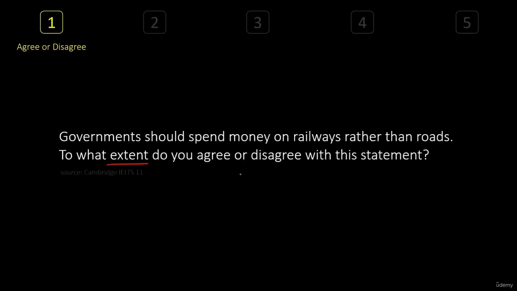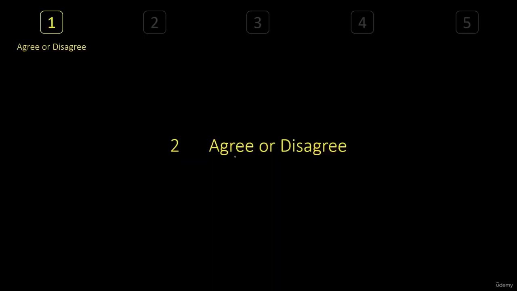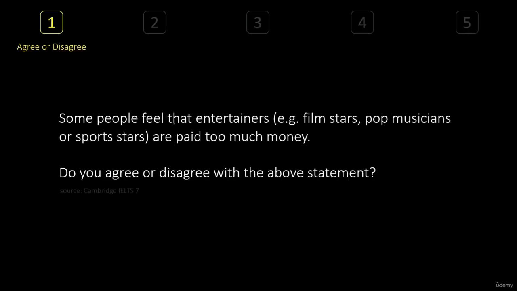It doesn't mean that you have to write the extent you are disagreeing or agreeing. You just say agree or disagree. But it's a type or it's a style to say what extent do you agree or disagree. Okay, this is the first style. The second one is directly agree or disagree. You say, some people feel that entertainers, example film stars, pop musicians or sports stars are paid too much money. Do you agree or disagree with the above statement? You got my point.